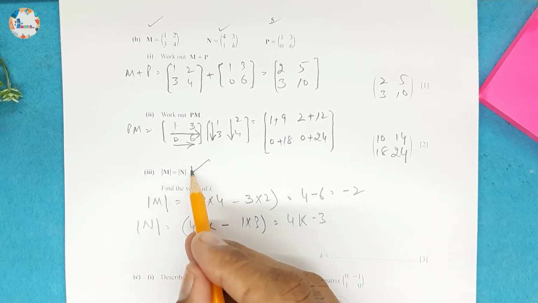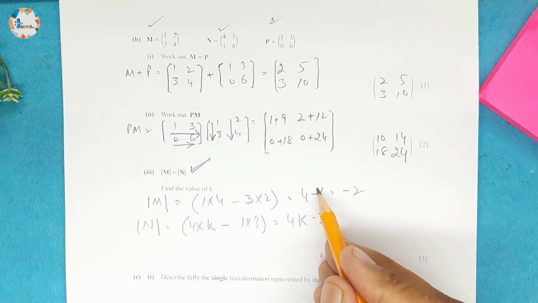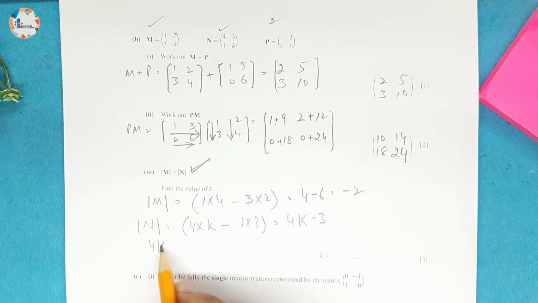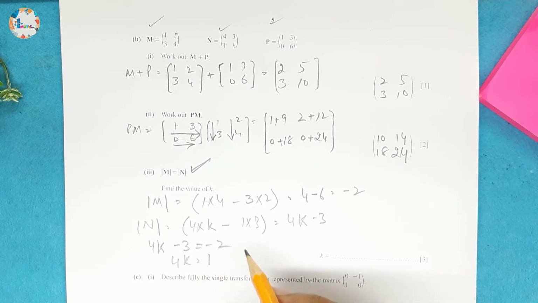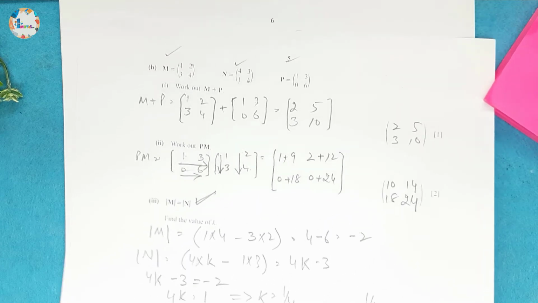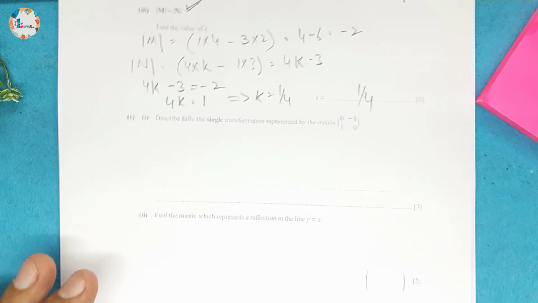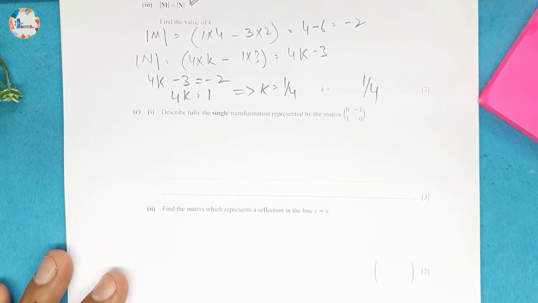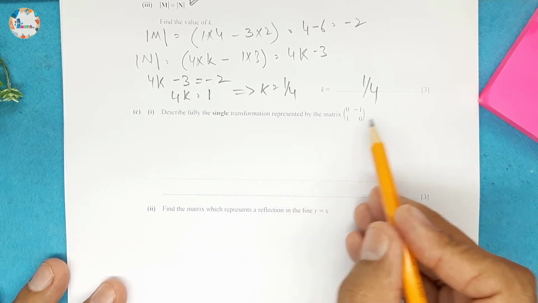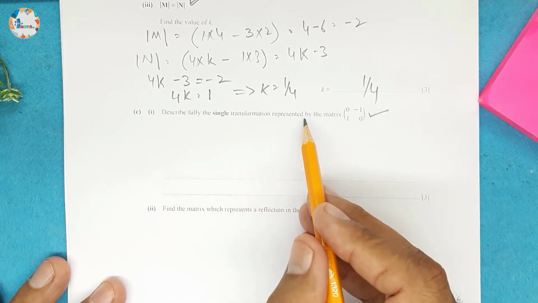Now according to the condition of the question, this is equal to minus 2. So 4k minus 3 is equal to minus 2. This implies 4k is equal to 1. And this implies k is equal to 1 by 4. So answer will be 1 by 4. Hopefully you got this.